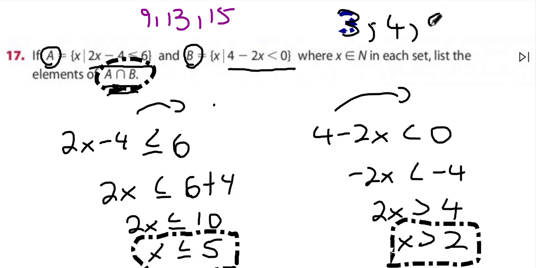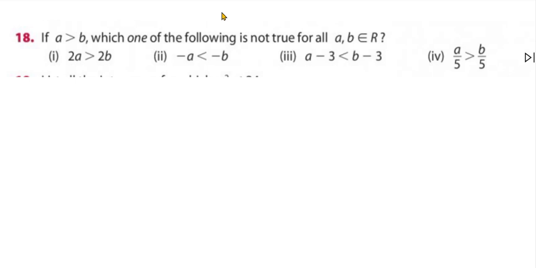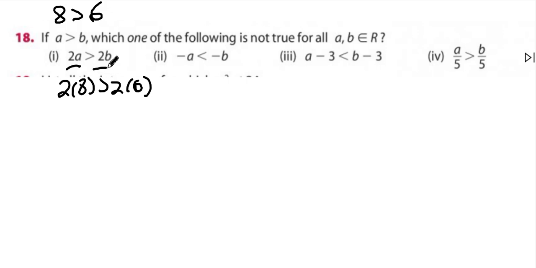Why? There you go. So when doing a question like this, it's called abstract thinking, which means you haven't got concrete values, but I'm going to give myself concrete values. I'm going to call A is 8 and B is 6. 2 times A is bigger than 2 times B, true or false? 2 times a larger number is bigger than 2 times a smaller number. True.